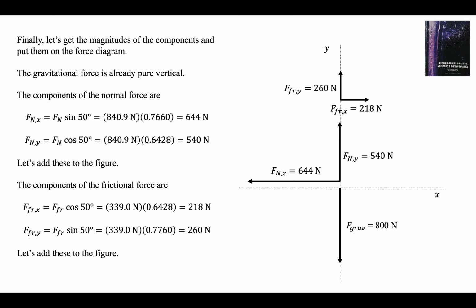Now we can look at this diagram and think. Let's see, what's the upward force, 260 and 540? 260 plus 540, what's that? Ooh, it's 800. Okay, so there's 800 up and there's 800 down. Those balance. There's no net force in the y direction. As we know, there must not be. In the x direction, we have 644 towards the middle, 218 back, and 644 minus 218 is 426, and that's ma.